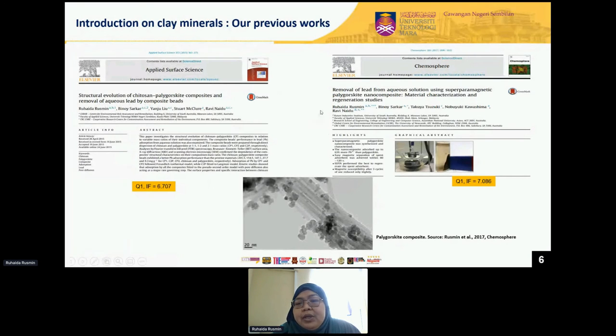We also produced a modified palygorskite. This is a diagram showing the palygorskite. Palygorskite is quite unique in that it is in fibrous form, compared to other clay minerals, which are usually in the form of platelets. We modified this palygorskite by embedding iron oxide to produce superparamagnetic palygorskite for lead removal studies. In this research we characterized it and tested it for lead removal, and alhamdulillah, it showed quite good results in terms of removal efficiencies.